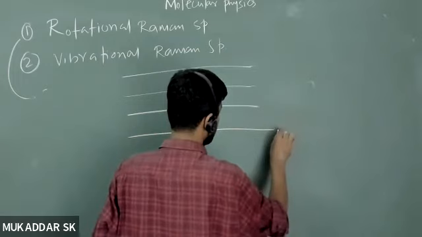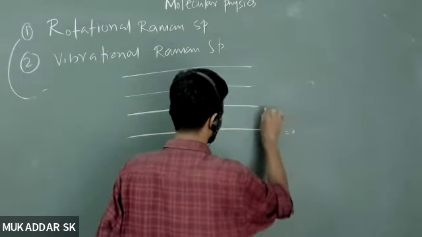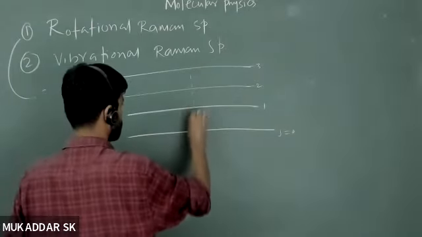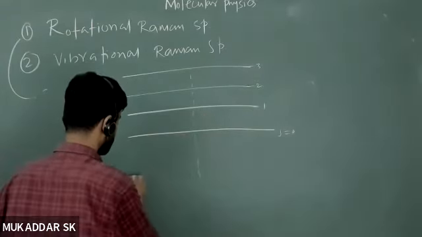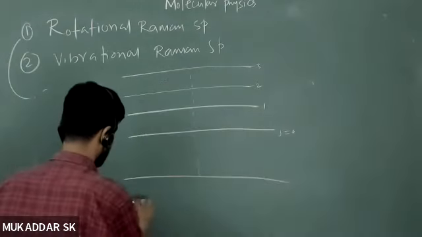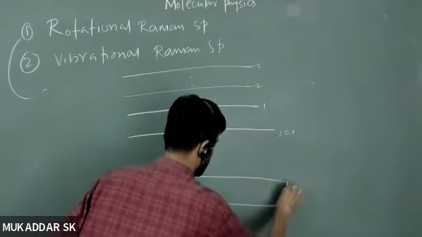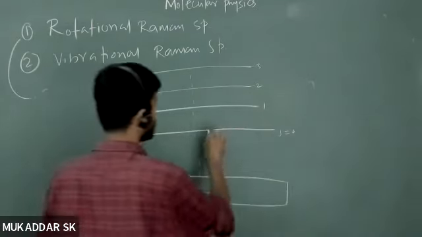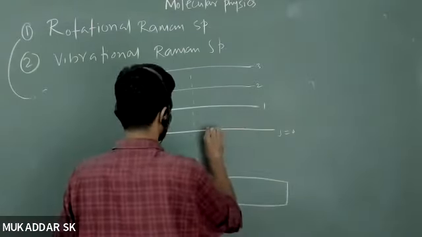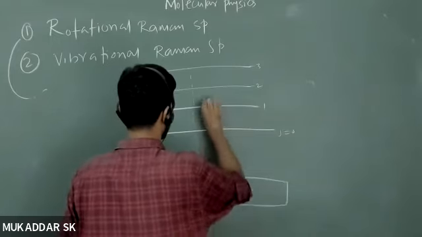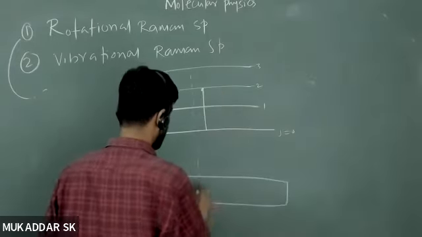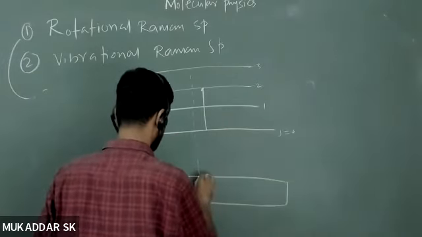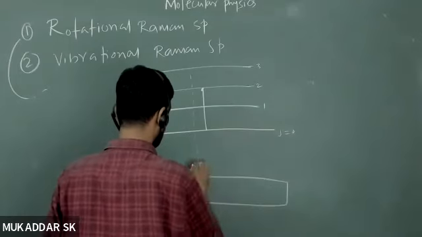So this is your level, j equals 0, 1, 2, 3, okay? So from 0 to 2, excuse me. So here, first you have the Rayleigh line, right? That is highly intense. This is your Rayleigh line.